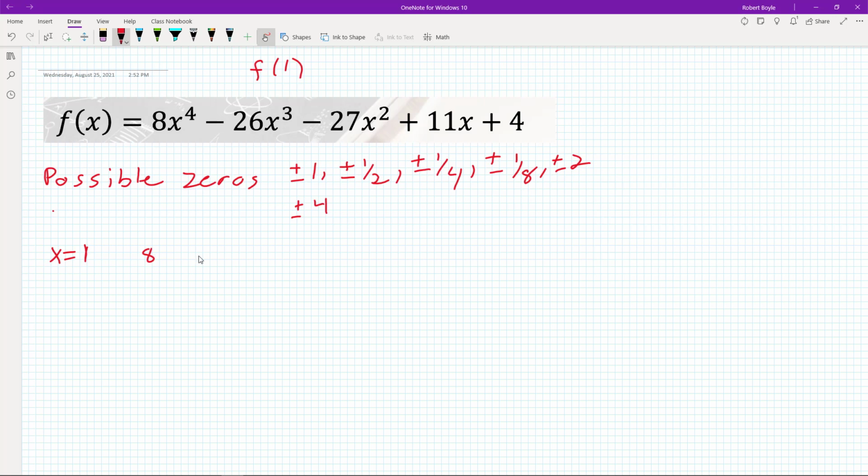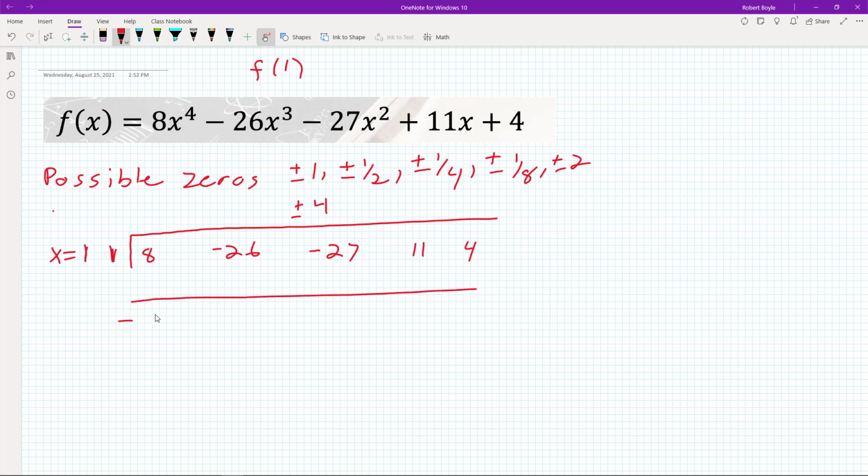We're going to have 8 for our quartic term, negative 26 for our cubic term, negative 27 for our quadratic term, 11 for your linear term, and 4 for your constant term, and we are dividing all of this by 1. And remember, if 1 is a 0, then x minus 1 is a factor. So let me draw my line.